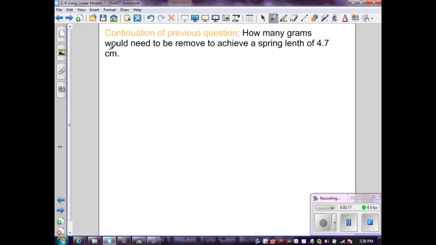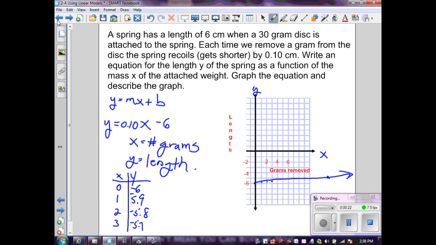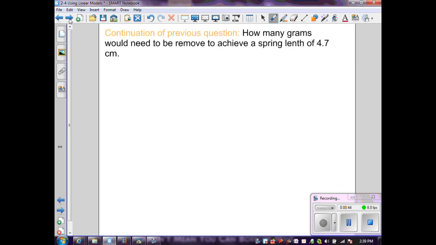How many grams would need to be removed to achieve a spring length of 4.7? Well, if I go back and estimate 4.7 to be about here, I can go till I get to about this location. I know this isn't on my graph, but I could estimate that to be close to 13 grams removed. I also could get an exact answer by substituting 4.7 into y and solving for x. But from my graph, I'm going to approximate 13 grams.